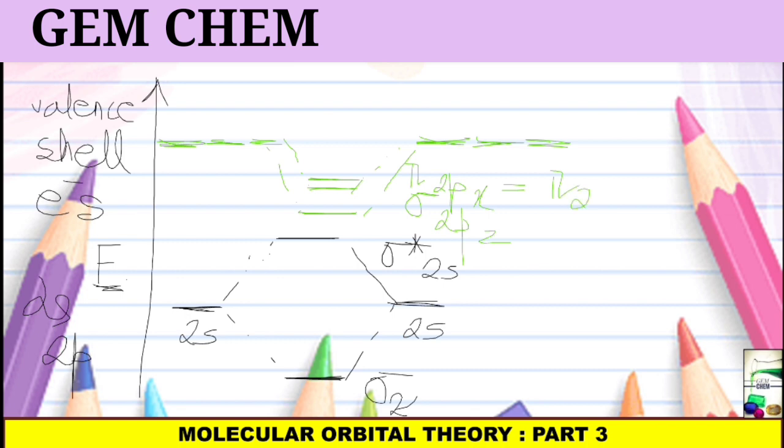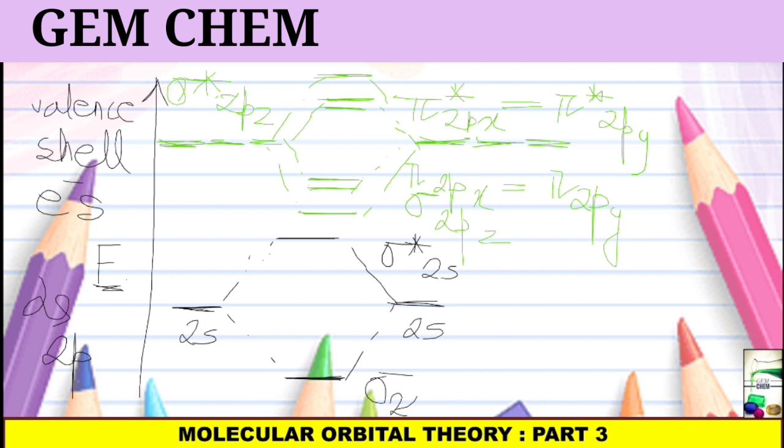pi 2py. Now this will combine out of phase to form pi star 2px equals pi star 2py, and lastly it will form the sigma star 2pz. So finally this is 2p, this is 2p, and these combine to give 4 pi molecular orbitals and 2 sigma molecular orbitals.